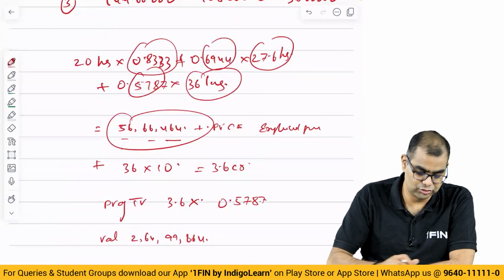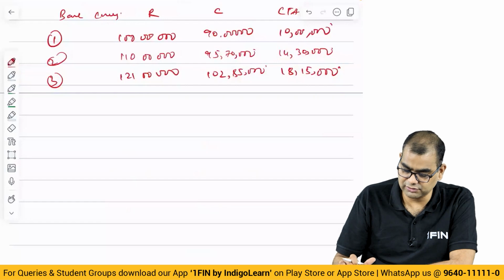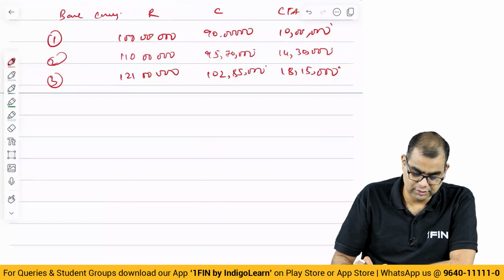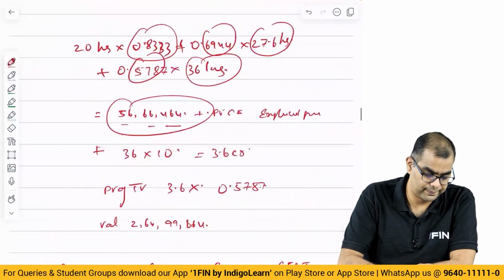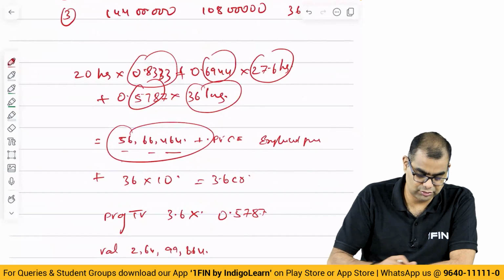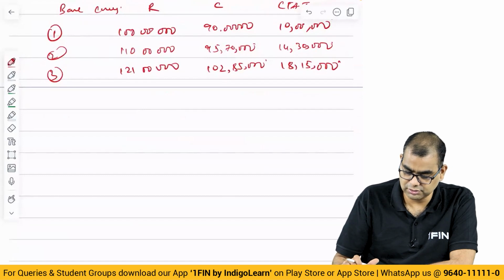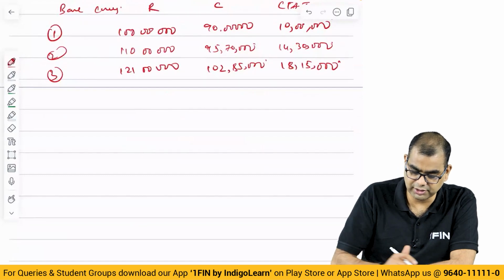0.8333 into 10 lakhs is equal to M plus. 14 lakh 30,000 into 0.6944 is equal to M plus. 0.5787 into 18 lakh 15,000 is equal to M plus memory recall.